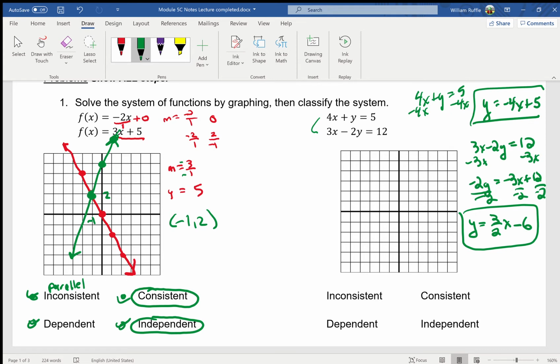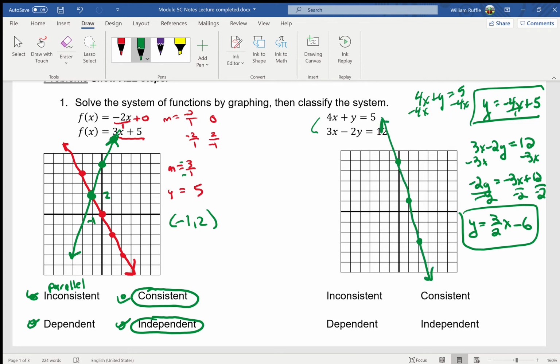So y equals negative 4x plus 5. So I'm going to go up 5, 1, 2, 3, 4, 5, plot on the y-axis. Remember, my slope here is negative 4 over 1, so I'm going to go down 4, 1, 2, 3, 4 over 1. Now remember, when you're on the computer, you just go down 4 over 1, and it draws the perfect line for you.